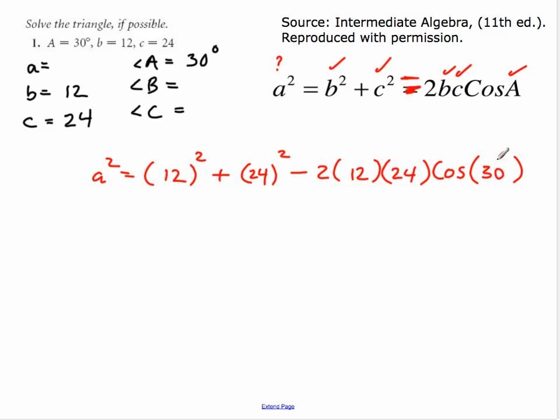Okay, so now I just have to do that on my calculator. If you have a graphing calculator, you can just probably type that whole thing in. If you don't, you might want to do things in portions, do this part, then do this whole part, and then put them all together. Whichever works for you. Okay, so I've got 12 squared plus 24 squared minus 2 times 12 times 24 times the cosine of 30.